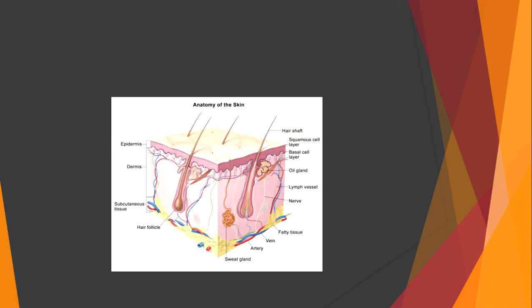This is the anatomy of the skin. You must remember that we have epidermis and dermis, which lie on the subcutaneous tissue. We have hair follicles, sebaceous glands or oil glands in the tissue.